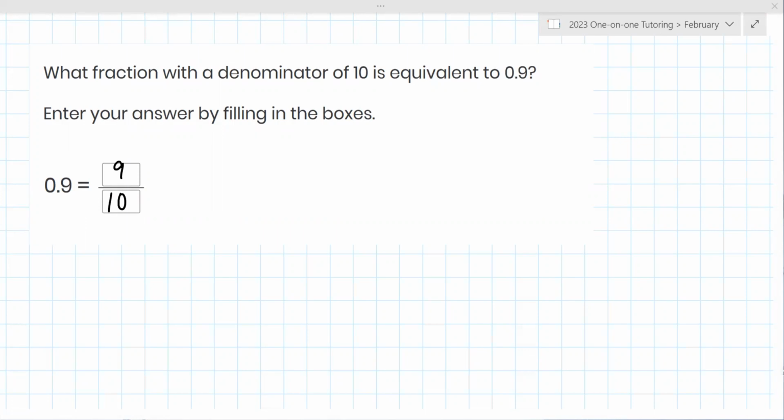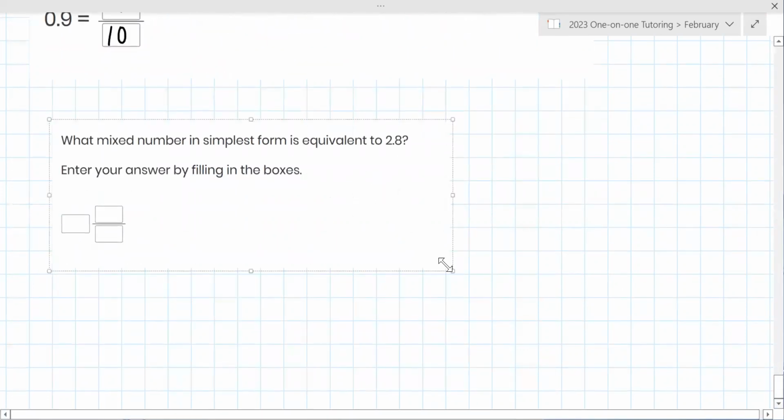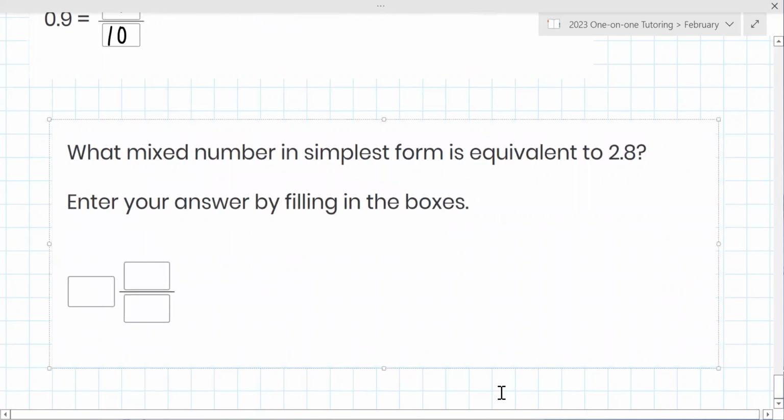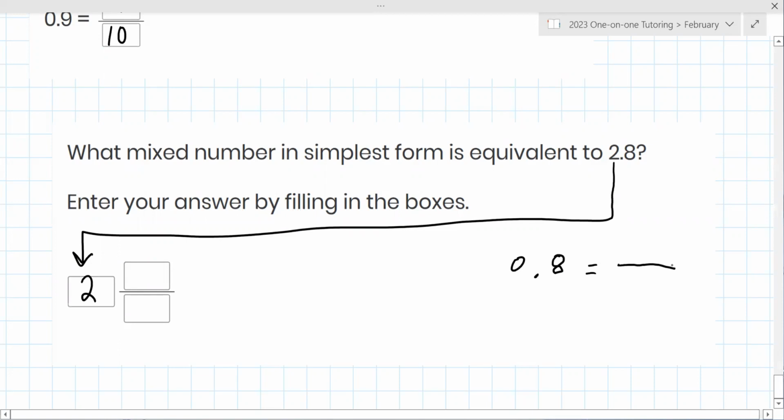We're going to look at a whole number with a fraction next to it, with a decimal next to it. So which mixed number is equivalent to 2.8? Okay, so the 2, that whole number, that's going to go into this box. Now the 0.8, you're going to write as a fraction. Could you do that for me? You've already done it a couple of times. Okay. 8 goes on the top and 10 goes on the bottom.